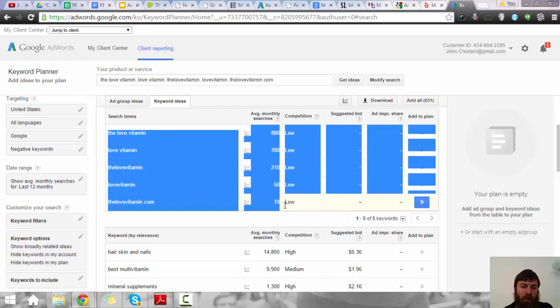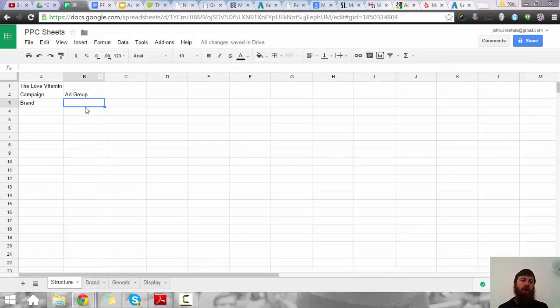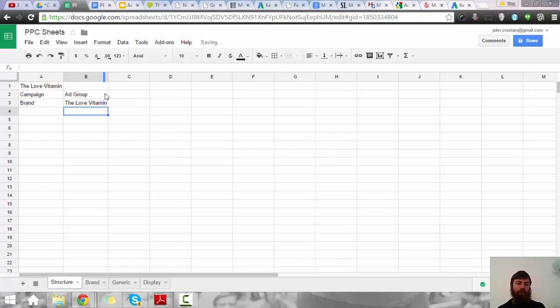We see a number of keywords here. So this is going to be our first sort of ad group. I'm jumping ahead of myself, but we just know their search volume, so we're just going to make the love vitamin our ad group. Then we're actually not going to get into keywords right now. I'm jumping ahead of myself.